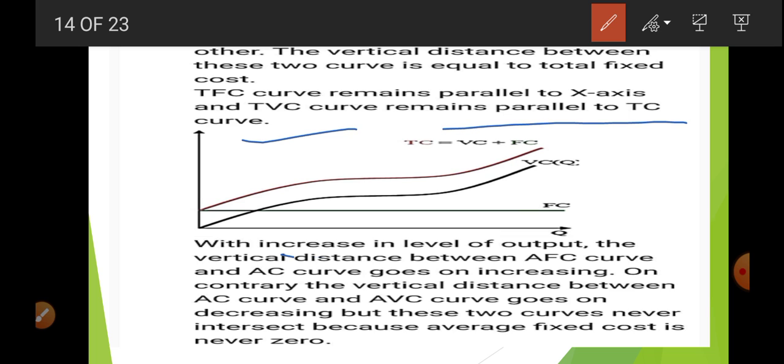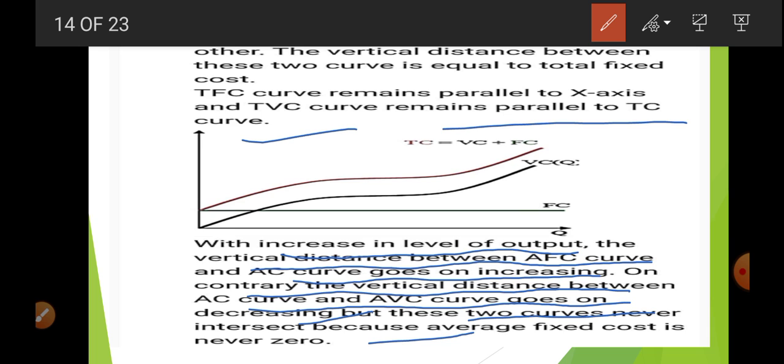That is given. With the increase in the level of output, the vertical distance between the AFC curve and AC curve goes on decreasing. On the contrary, the vertical distance between the AC curve and AVC curve goes on decreasing. But these two curves never intersect. So that is given related to AFC and AC.